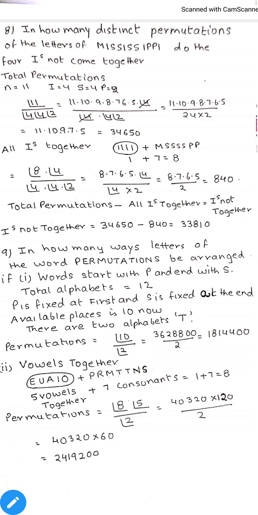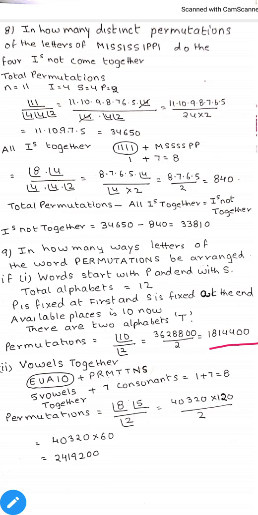So we find out the total permutations. Since P and S are fixed, we are left with only 10 alphabets now. So permutations are factorial 10 divided by factorial 2. We can solve it and find it equal to 1814400.